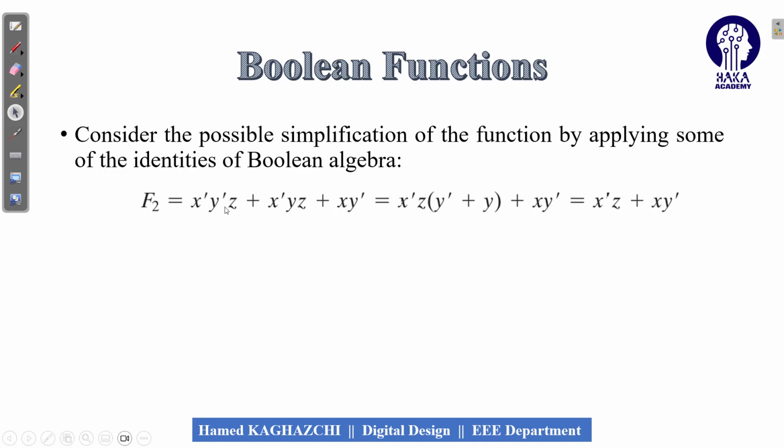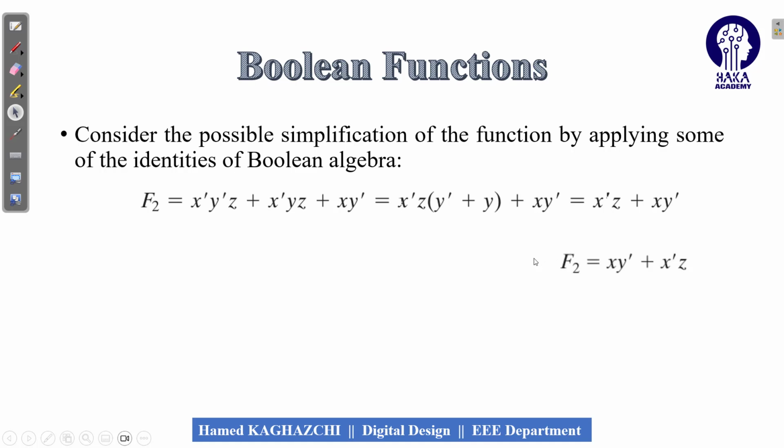Now, if you look at this function, you can see that I can simplify it. How can we simplify it? You can see that x prime z here and here are the same. So for these two, I can write x prime z, parentheses, y prime or y prime, or x y prime. So y or y prime is equal to 1. As a result, I will have x prime z or x y prime. Now I could simplify it.